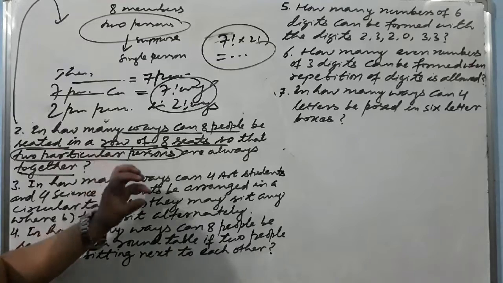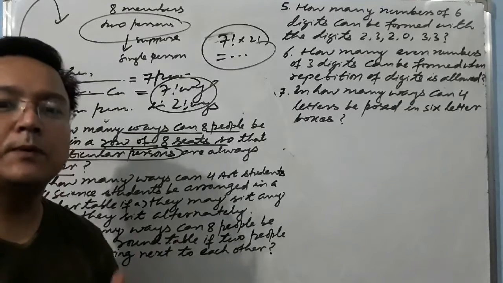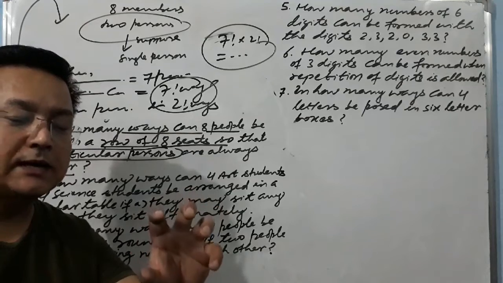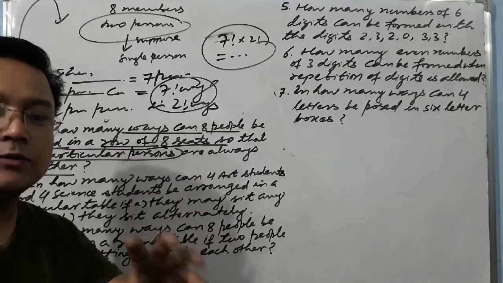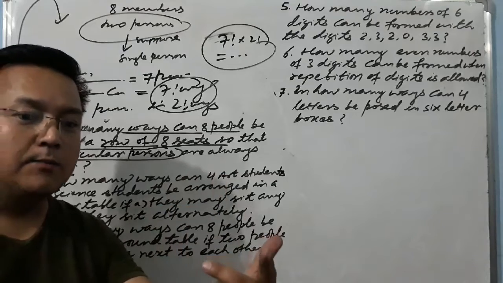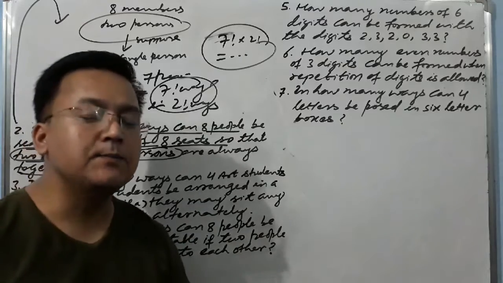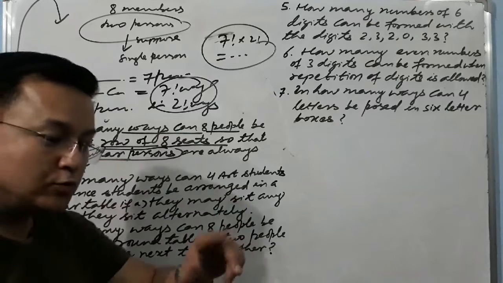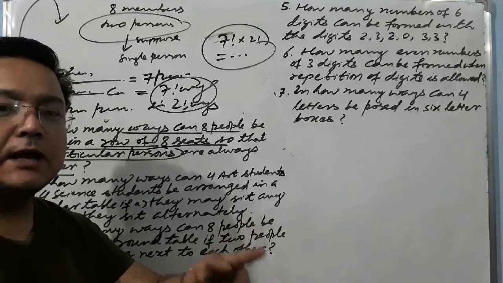Let me explain once again. How many total people are there? 8 people. But two people want to sit together always. Then we need to consider two people as one person. Then if we consider two people as one, we will have 7 members. Seven members in a straight line can be arranged in 7 factorial ways, right? But two members can interchange their seats also, in 2 factorial ways.